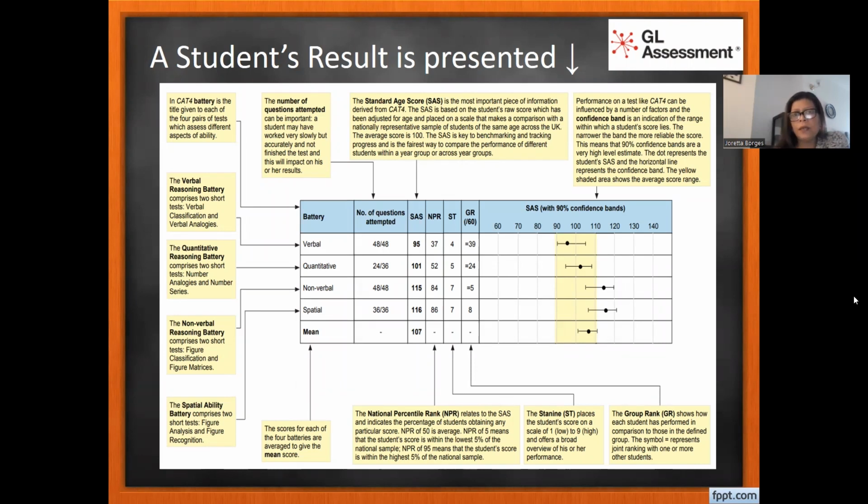Let us now understand how a student's performance is quantified and defined through the SAS, or the Standardized Age Score, and the NPR, or the National Percentile Ranking. The Standardized Age Score is the most important piece of information, as it is derived based on the student's raw scores, which is adjusted according to their age in years and months, and then compared with a sample group of students in the UK. The average score for a SAS is 100.